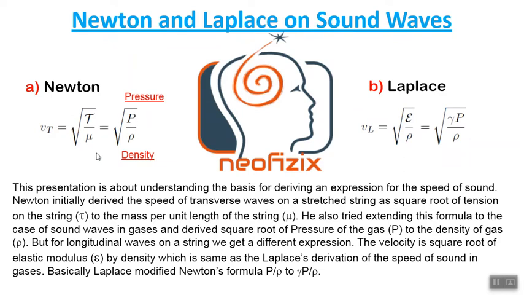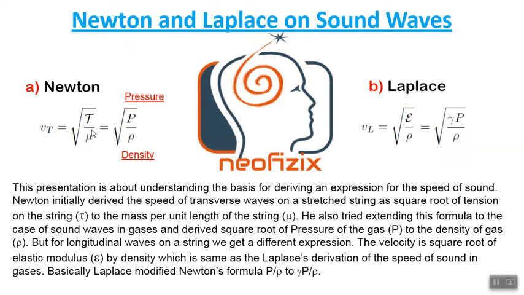Newton then extended this formula to the case of sound waves in gases. So from stretched string, he extended it to the case of gases and derived the new formula, Vt equals square root of pressure of the gas, P, divided by the density of the gas, rho. So this is for gases, Vt equals square root of P by rho.